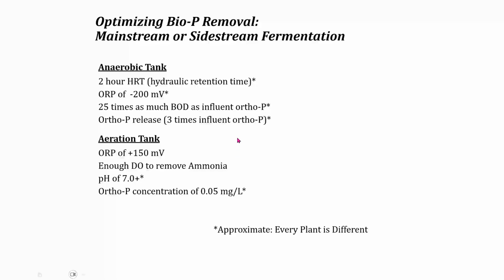So a couple of rules of thumb here for what they're worth. Anaerobic tank, 1 or 2 hours, doesn't take a lot of retention time, but that ORP needs to get well into septic conditions. And look at that, there's that 25 times as much BOD, and there's the ortho-P, orthophosphate, soluble phosphorus, PO4 release, reactive phosphorus. And then the aeration tank, if there's enough to remove ammonia and the pH is 6.8 or higher, I like 7, it'll have a really low phosphorus concentration.